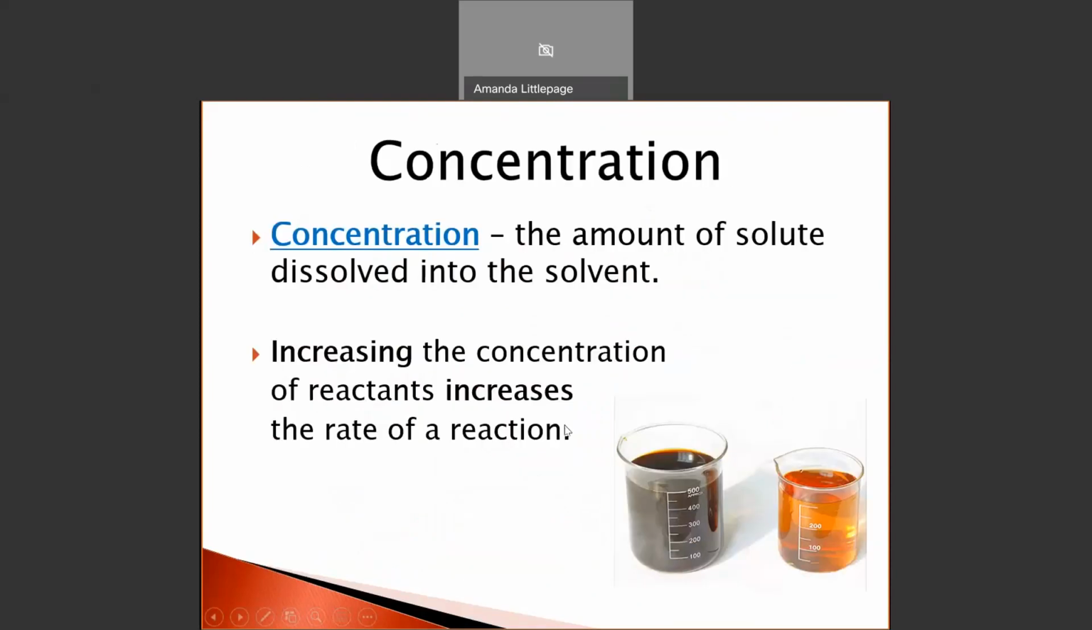What about concentration? This is our second way we can affect the rate of a reaction. The more particles present, the more reactant that's present, the faster it's going to happen. So the more solute that's dissolved, the more particles there are to collide. So if you increase the concentration, you increase the reaction rate.